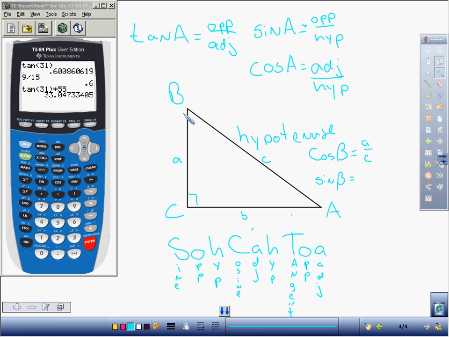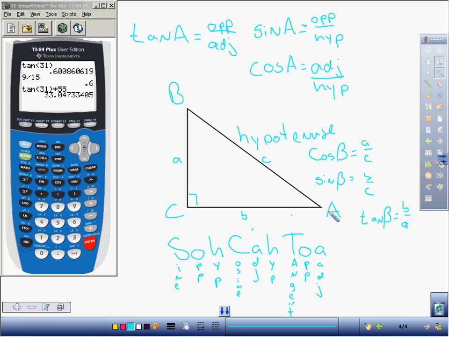What's the sine of B? Opposite B, so b over c. And what's the tangent of B? The reason I write these B's kind of weird is that when you get to pre-calc, they call them betas instead of B's, because with angles a lot of times I'll name them by Greek letters. So what would be the tangent of B? b over a.